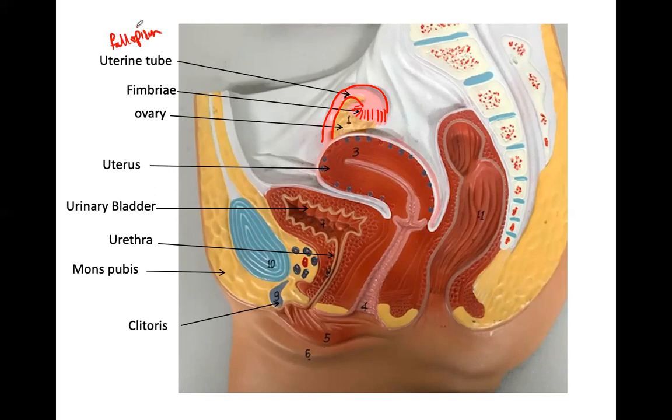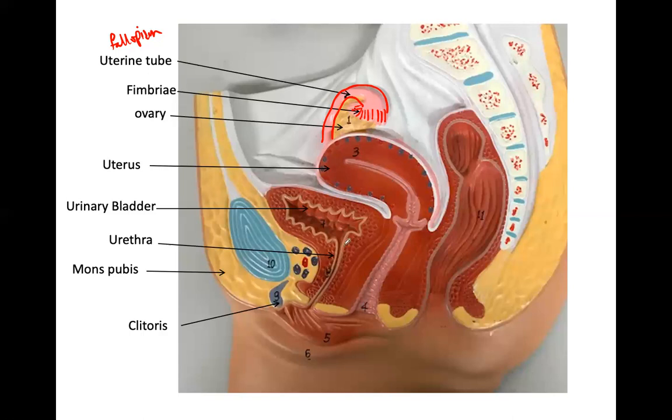Fallopian tube. Now, fallopian tube connects to this muscular structure right here called the uterus. Underneath the uterus, you have the urinary bladder right here. And again, notice that the tube that exits the female urinary bladder is urethra, and it's not shared with the reproductive system. Reproductive system has its own opening right here, which is vagina. It's not labeled right now, but you will see it in the next labeling.